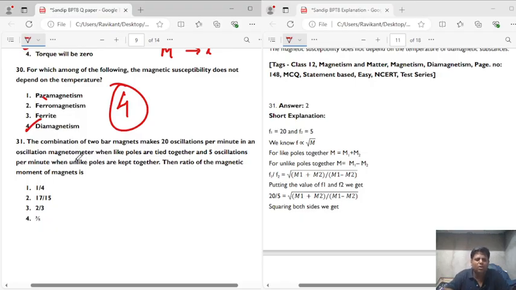So when the like poles are tied together, the net magnetic moment would be M1 plus M2, where M1 is the magnetic moment of the first magnet and M2 is that of the second magnet. In this case, let's take the frequency as F1, which they have given as 20 hertz. And when unlike poles are tied together, the net magnetic moment will be M1 minus M2, because the opposite poles are tied together.